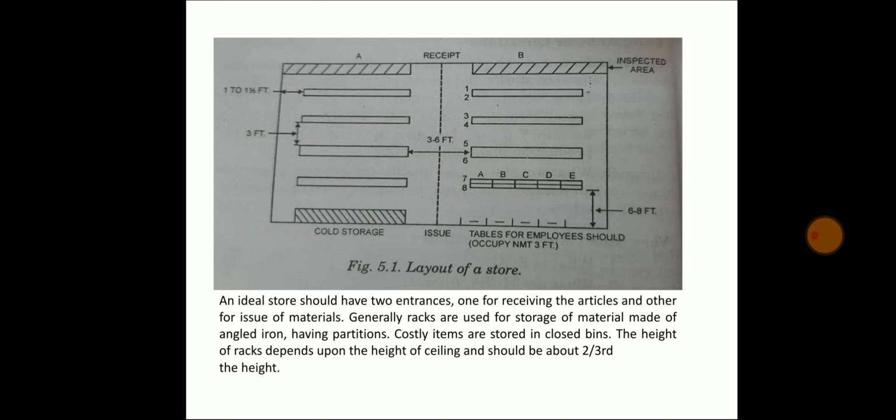Generally, racks are used for storage of material, made of angled iron, having partitions. Costly items are stored in closed bins. The height of racks depends upon the height of the ceiling and should be above two-thirds the height.